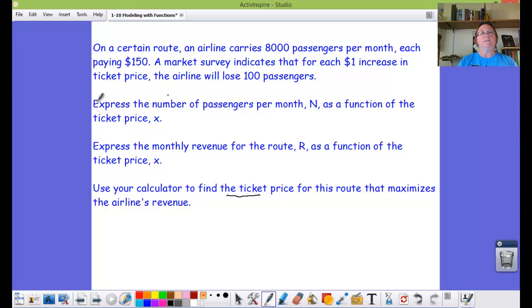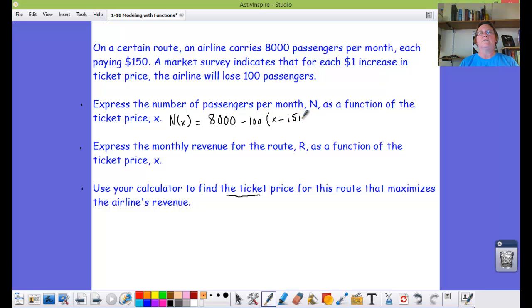Now, as you think about this, we've got a 3-tier plan here to help us answer that question. Let's look at the first tier. Express the number of passengers per month, N, as a function of the ticket price x. Okay, so this is the number of folks on a flight. Well, according to the problem, on average, they would get 8,000 people unless they start raising the price. Every time they raise the price by $1, they lose 100 passengers. So they're going to take away 100 passengers for every dollar that the ticket price is above $150.